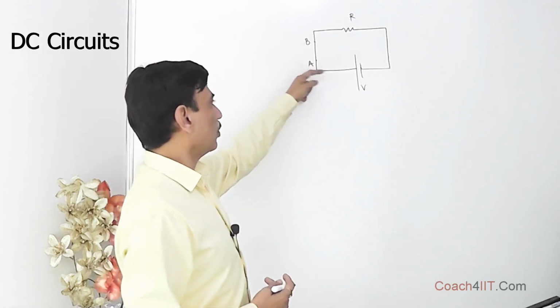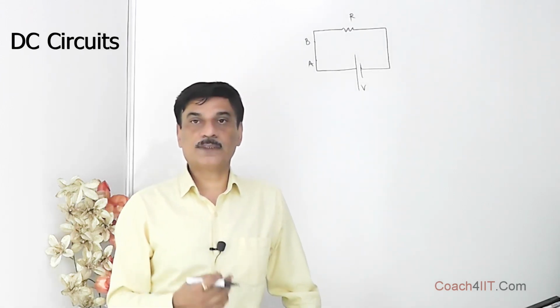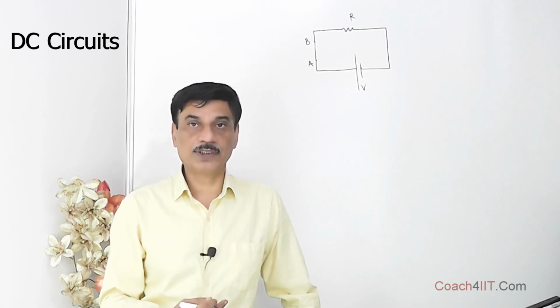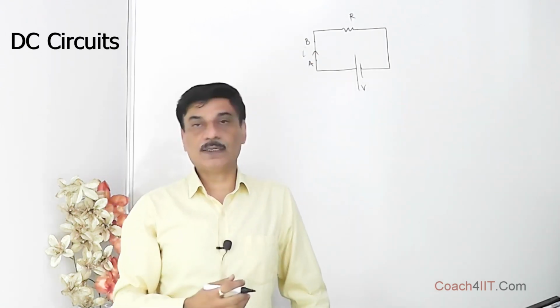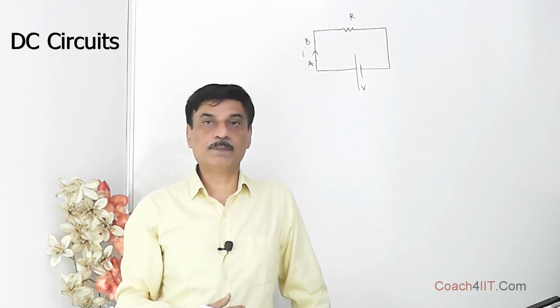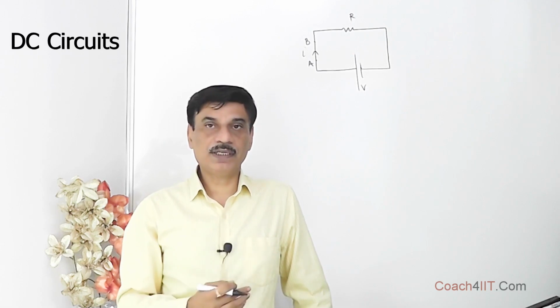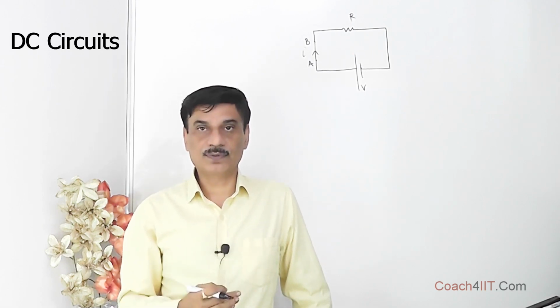That is, because the positive current is going from A to B, and we know that positive current flows from a higher electric potential to a lower electric potential. So if the current is flowing in this direction, it means the potential of A should be greater than the potential of B. But that is not the case. The reason being, the resistance of this conducting wire is 0.